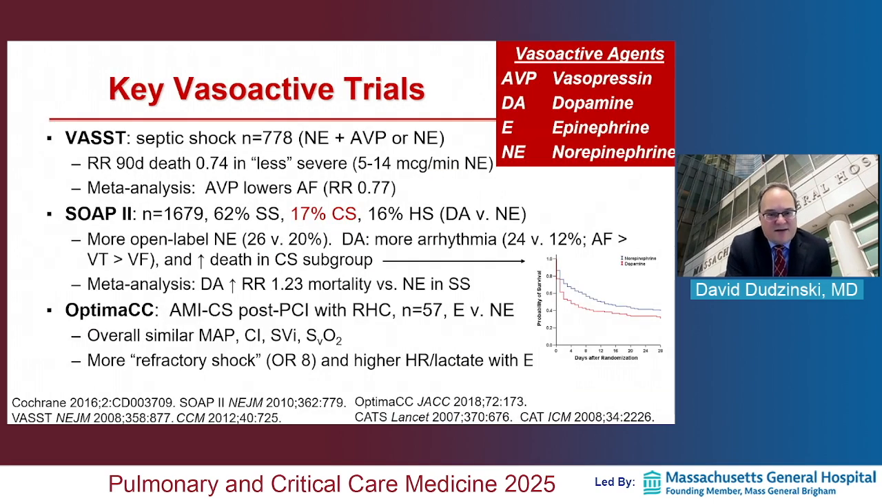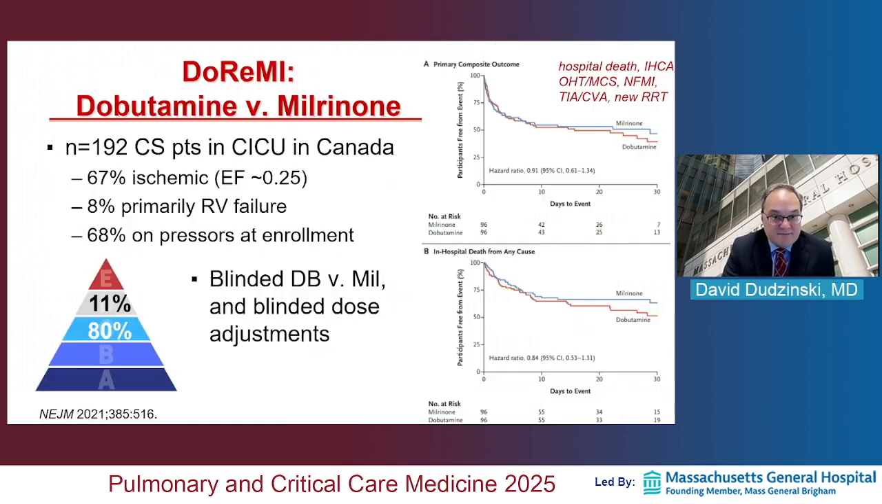And so we have some interesting clinical trial data that's worth reviewing. The SOAP-2 trial is well known to members of this audience. About 1 in 6 patients in SOAP-2 had a cardiogenic shock phenotype. When dopamine versus norepinephrine were compared as a vasoactive agent in those patients, dopamine led to increased mortality. So we do not use dopamine in cardiogenic shock, based on data that is 15 years old and still stands.